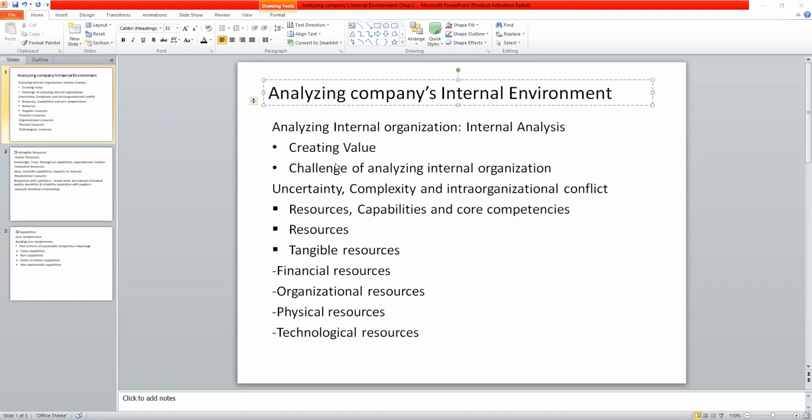Now, when we speak about the intangible resources, they include the assets that are rooted deeply in the firm's history and have accumulated over time. Now, these are inculcated in a unique way. These intangible resources are usually difficult for the competitors to copy.